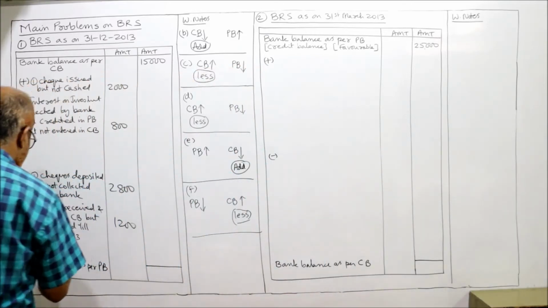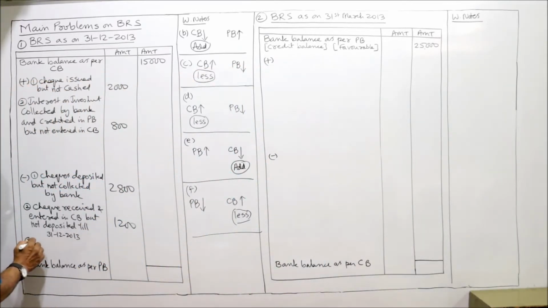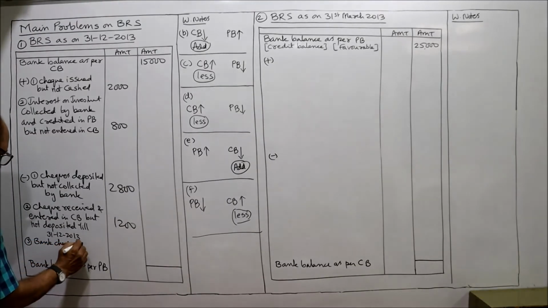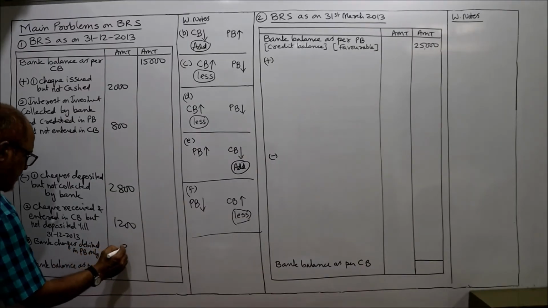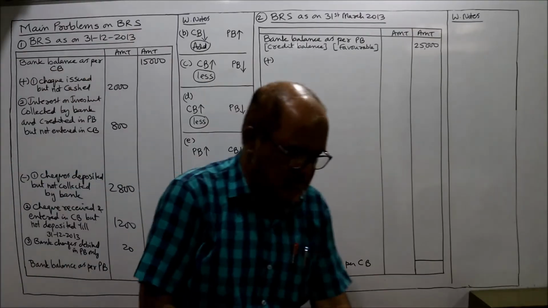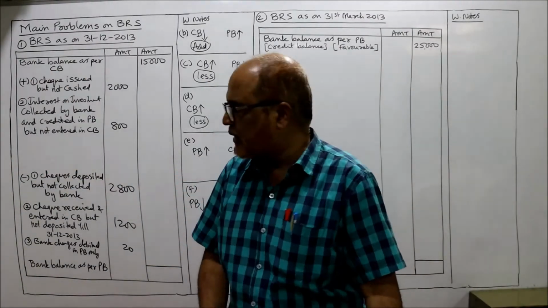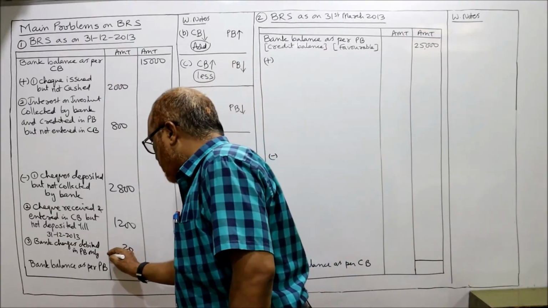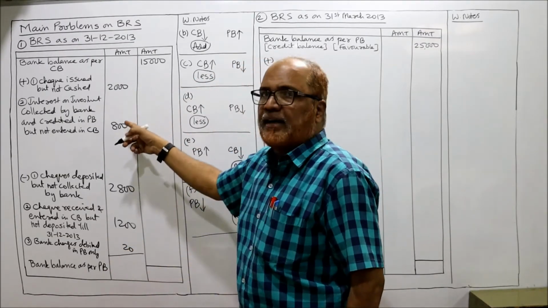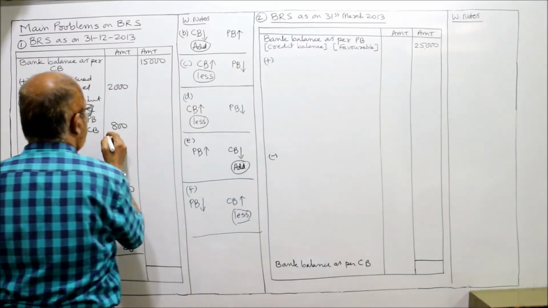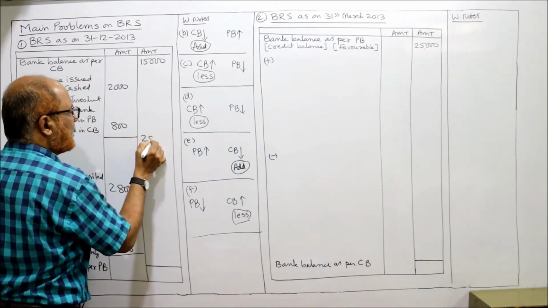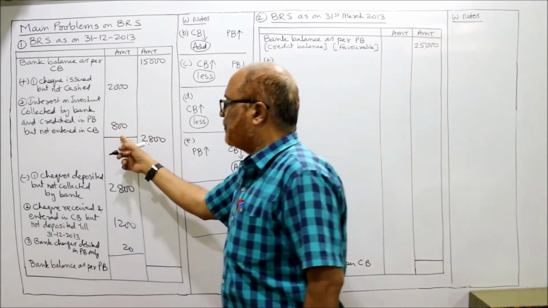So here I am writing: bank charges debited in passbook only. The amount is 20 rupees. Is it 20 rupees? Check. Yes, 20 rupees. Now we have taken all the items. Now two add items are there. What are the two items? 2000 and 800. So 2800 is the addition items. I am taking 2800 in the outer column.